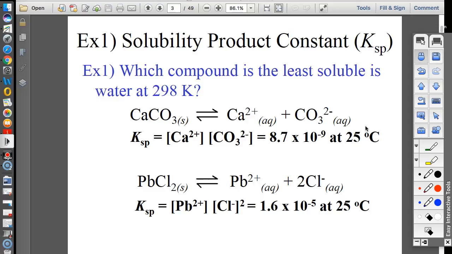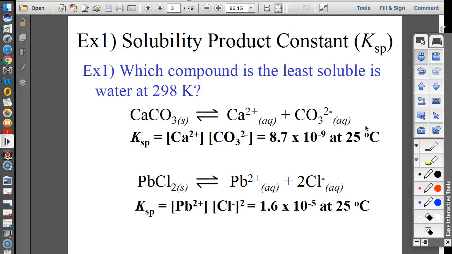If I told you the Ksp for calcium carbonate is 8.7 times 10 to the negative 9, little to the left, right? That means that the reactants, the calcium carbonate, are obviously favored, so it's not very soluble in water. And then this one is 10 to the negative 5th. So this one is a little more soluble because it's a little bit more towards the products. There's more to this. You have to do math. You can't look at a Ksp and just know which one's soluble.